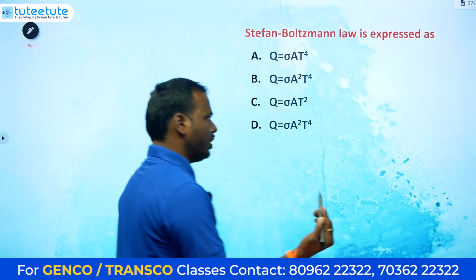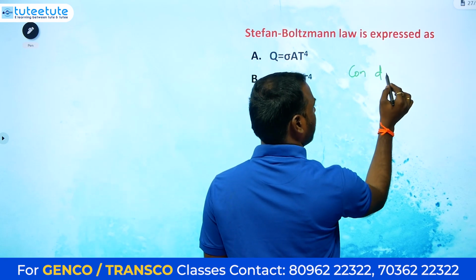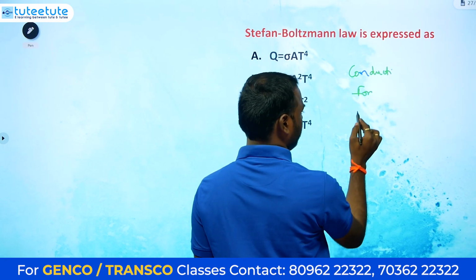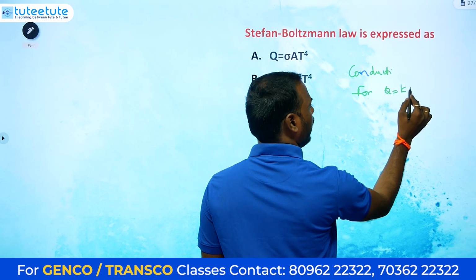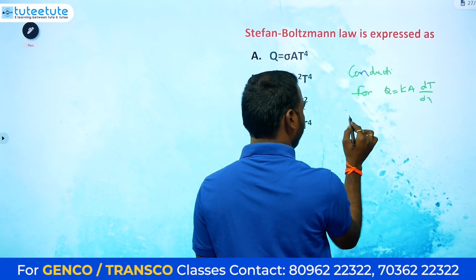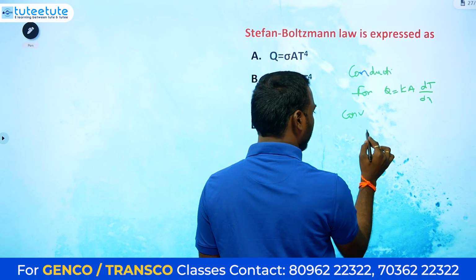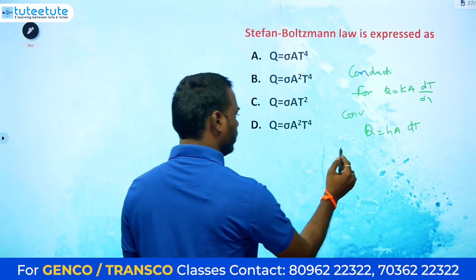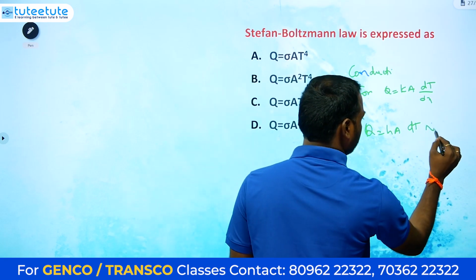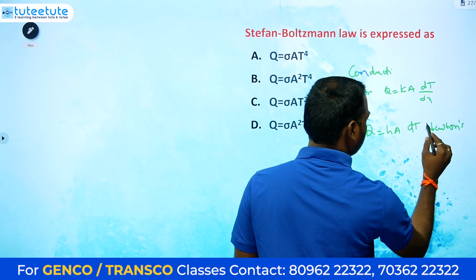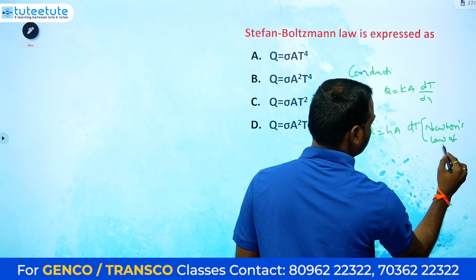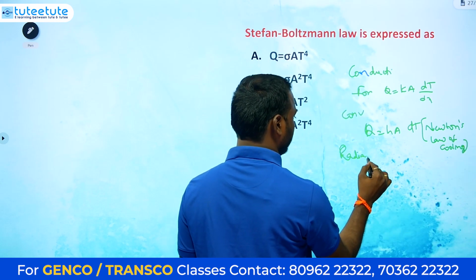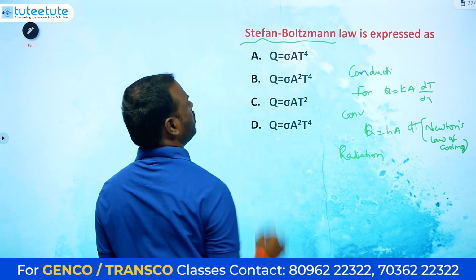Stefan Boltzmann. Yes, generally we have seen the conduction equation. That is Fourier's equation, Q is equal to K A dT by dx, whereas convection heat transfer is Q is equal to h A delta T, Ts minus T infinity. Similarly, this is Newton's law of cooling. Similarly, for radiation also one equation is present, that is Stefan Boltzmann's equation.